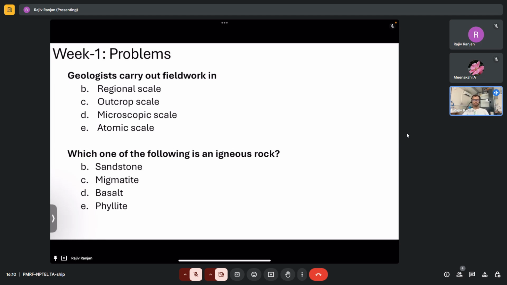So, the first question, a very basic question: geologists carry out field work on which scale? The options are: A, regional scale; B, outcrop scale; C, microscopic scale; or D, atomic scale. Can you tell us the answer? Which one do you think? On what scale do geologists carry out field work? Minakshi, you can write your answer in the chat box as well.